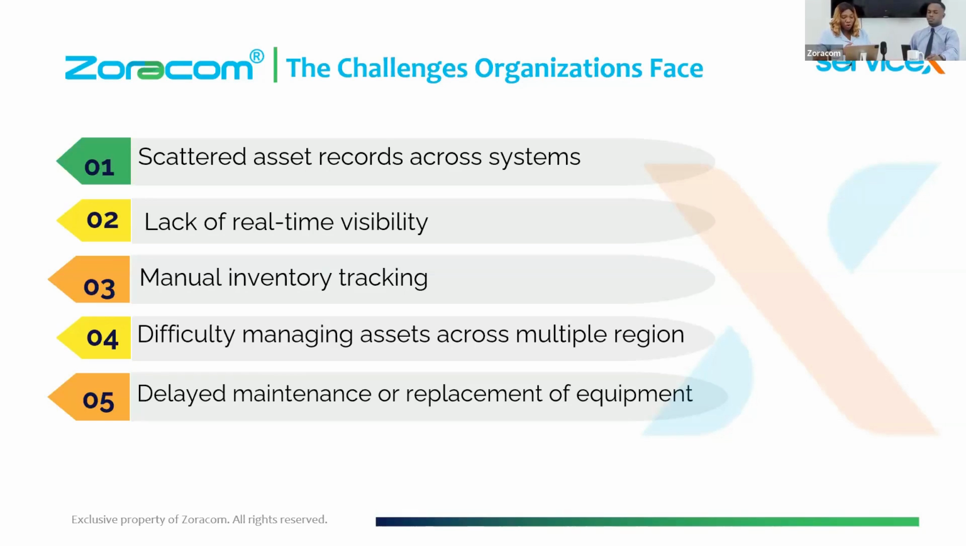Organizations can also struggle with managing assets across multiple locations or regions. Some organizations have branches in different places. If their assets and inventory are not well managed, it becomes difficult without a centralized system. Without a centralized system, like one of our solutions, serviceX, it's difficult to track movement of equipment or ensure balanced distribution across different sites.